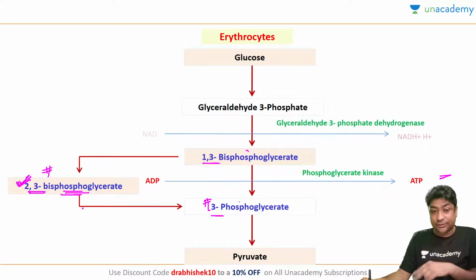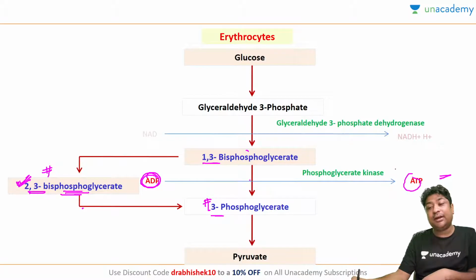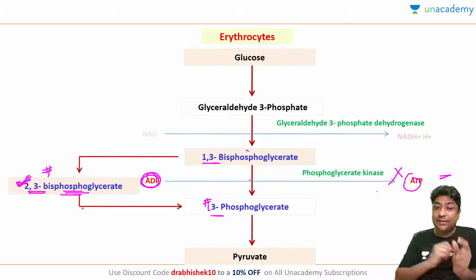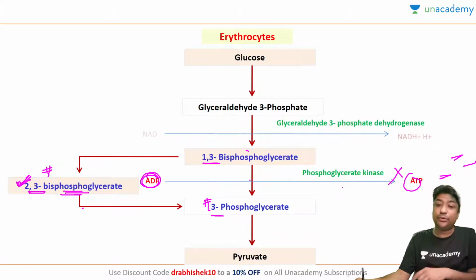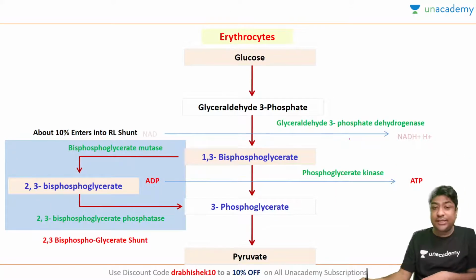So there are two things. First of all, this is being formed, but if you see, when this shunt is taken, this ADP to ATP conversion step is bypassed. So there will be no ATP produced in this pathway. Around 10% of the glucose actually enters into the RL shunt. The remaining 90% will undergo normal glycolysis.